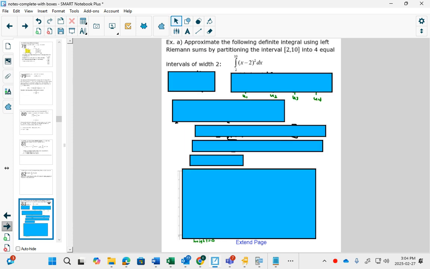Or do you feel like you're getting good at Riemann sums? Can we skip these? Do you want to write them down? Do you really want to write them down?